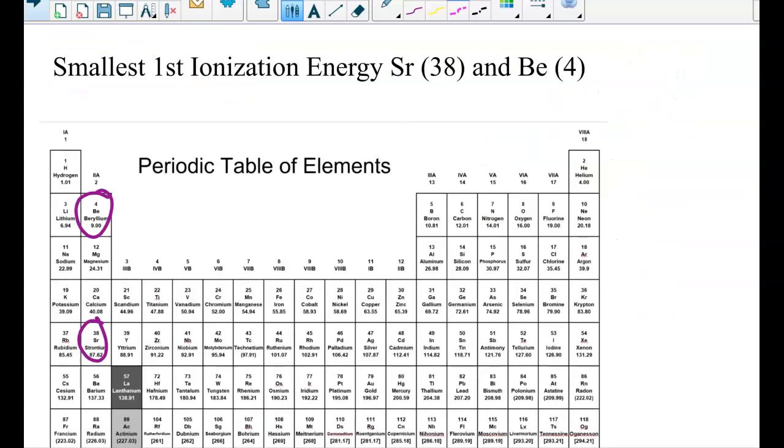This time we have smallest first ionization energy. We know the trend increases this way and this way, and so that means it's increasing in the up direction. So the smallest will be Sr.